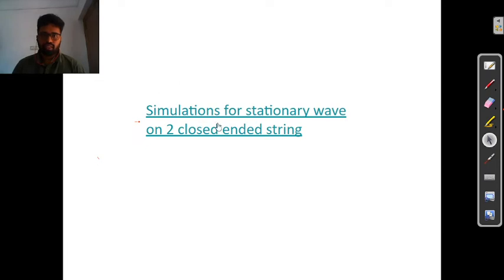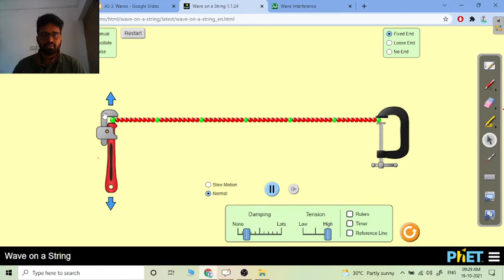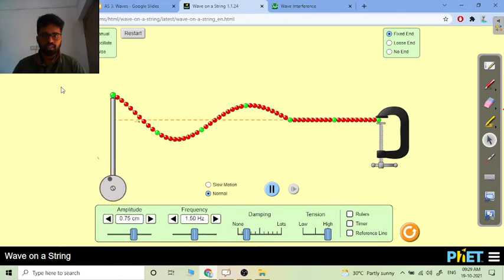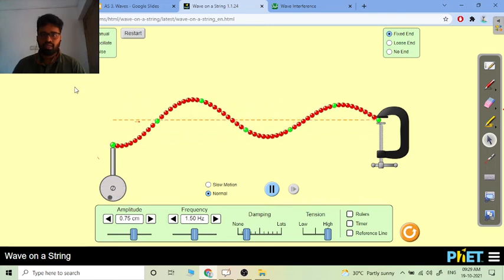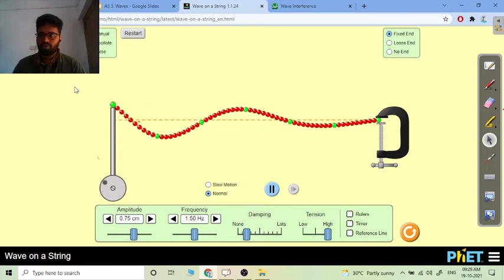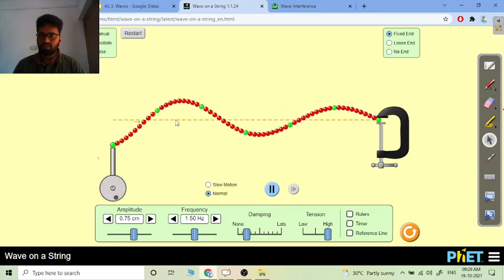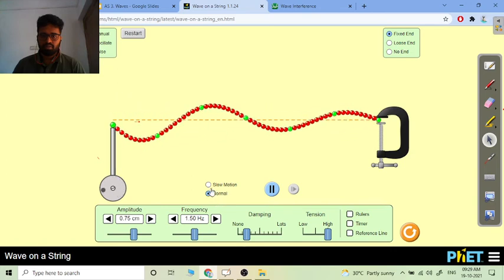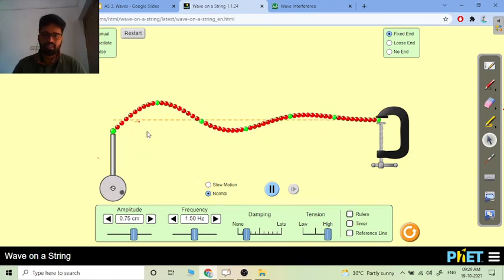So we can also see a simulation of stationary waves on a two closed-ended string. A simulation looks something like this, a PhET simulation. So I can oscillate this string. This is how a stationary wave is formed. So there is no energy transfer between these two points. So this is an example of a stationary wave.